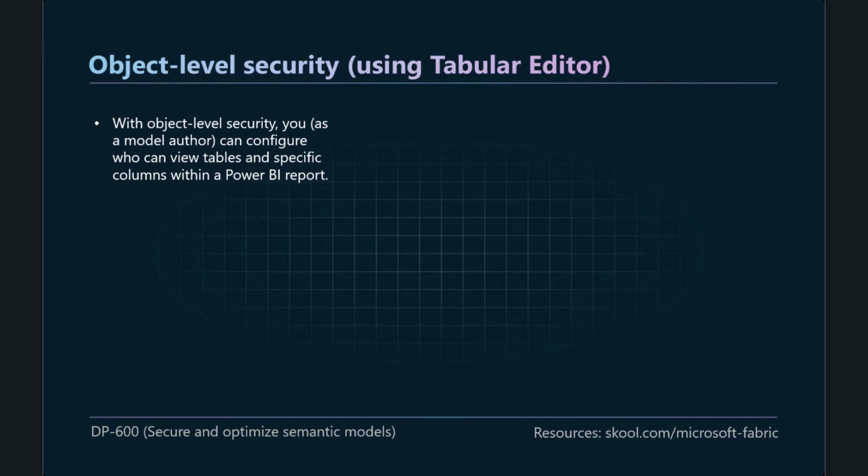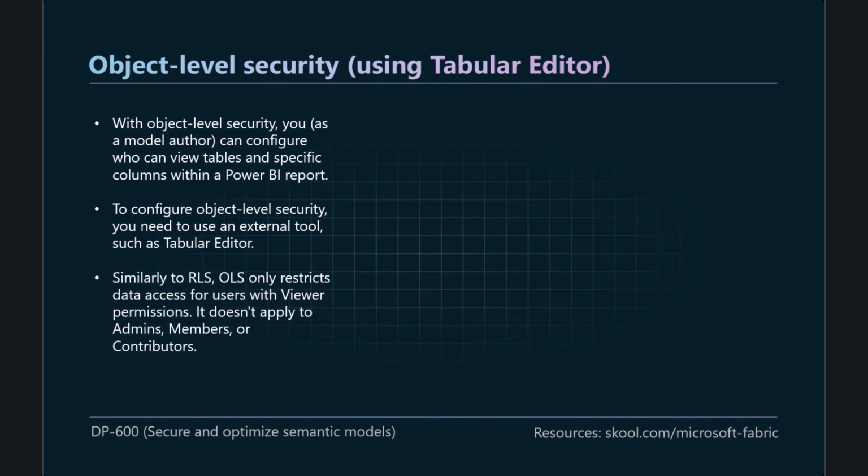So you might have a sensitive column within your Power BI report and you want to restrict who can see that particular column of data in your semantic model. As I mentioned, to configure object-level security, you need to use an external tool such as Tabular Editor. And similarly to row-level security, object-level security only restricts data access for users with viewer permissions. So we can't give them admin, member, or contributor roles in a workspace.